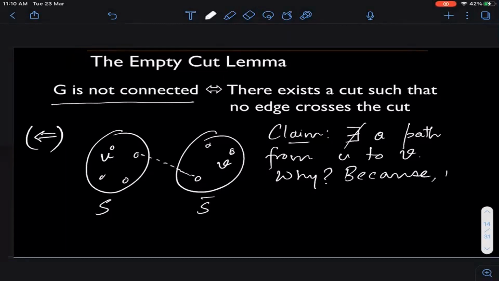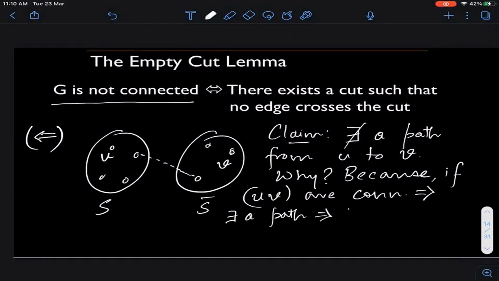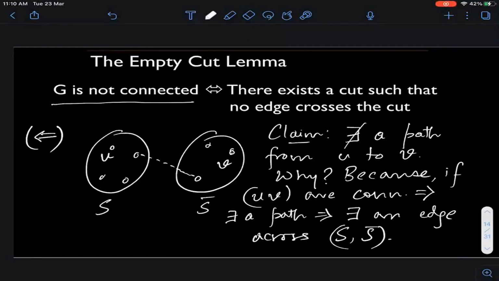Okay, because if U, V are connected, this implies there exists a path, and this implies there exists an edge across S, S bar. ठीक है, तो इतना भी अब लिख दो एग्जाम में तो काफी है. ठीक है, this is what I want to say. This is enough. Okay, this is intuitively good and this is formal enough, I think. तो इस टाइप के प्रूफ में आप इतना भी लिख दो 2-3 लाइन, तो this is enough. You can show a picture and you can write this.